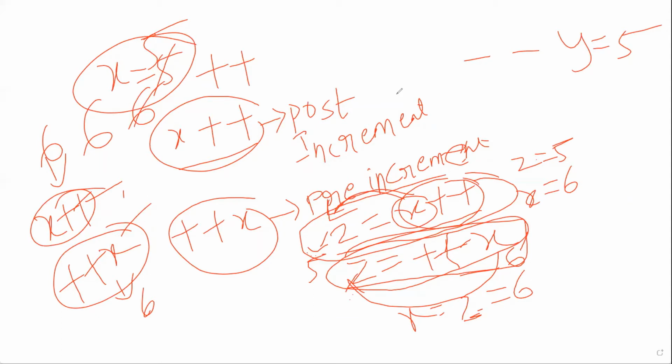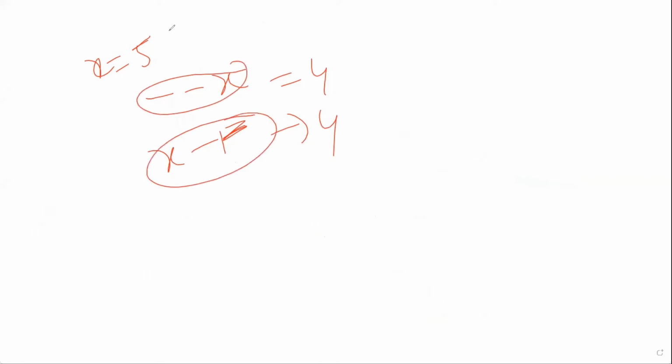Similarly, you have pre-decrement and post-decrement. This is also the same. Assume x equals 5. If I say --x, it will be 4, or x--, it is also 4. So this is pre-decrement and this is post-decrement. We didn't find any difference in these two.